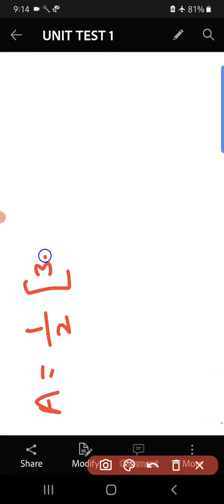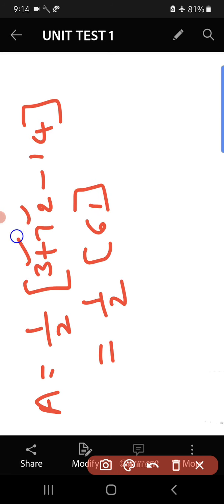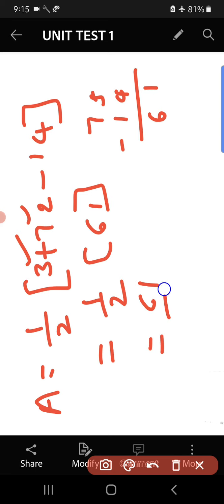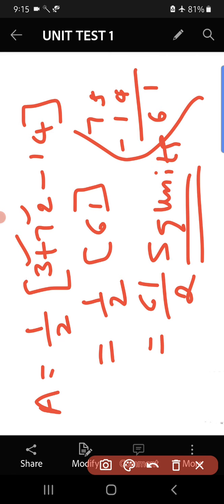Okay, let me write the step once again. So area is equal to half, so after multiplying, 3 plus 72 minus 14, so that is half into 75 minus 14. So I will get what? 61. So this is 61 by 2 square units, the area of the triangle. So this completes the solution for the 16th problem.